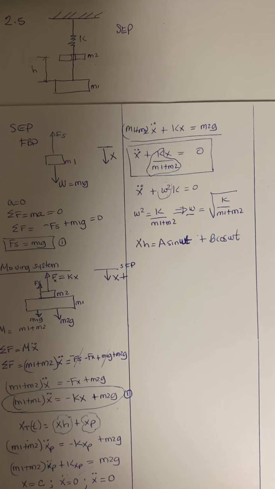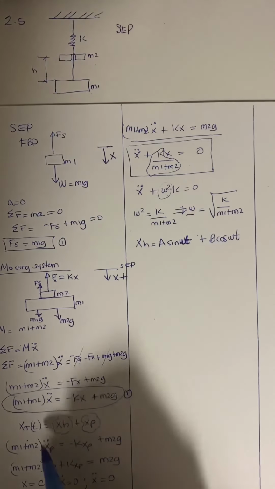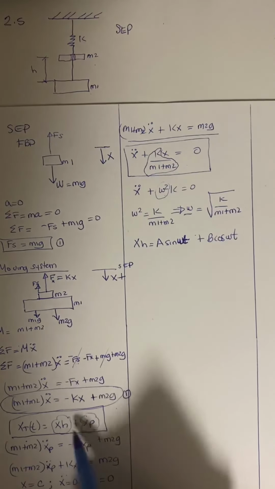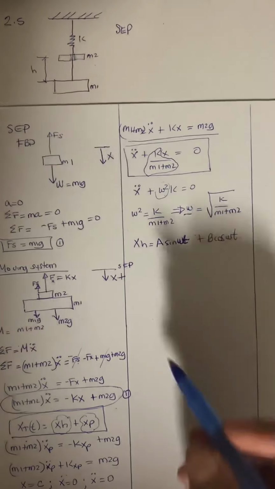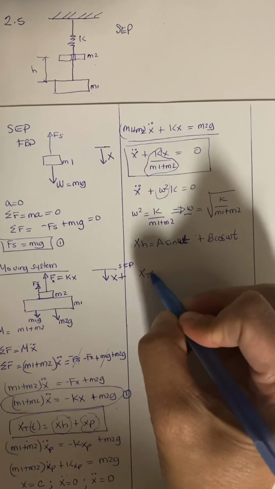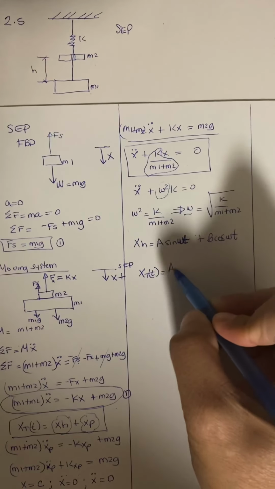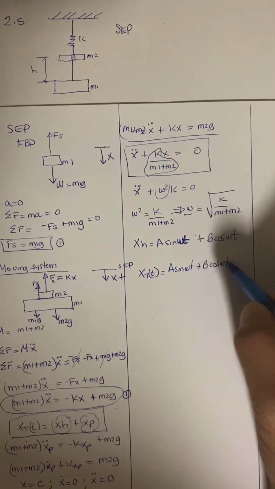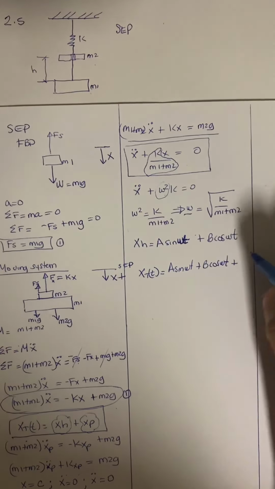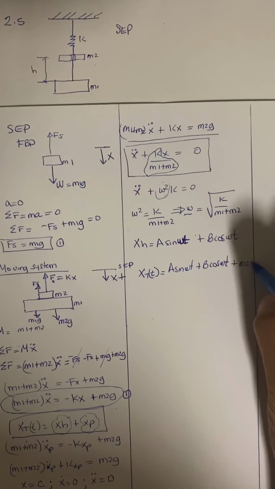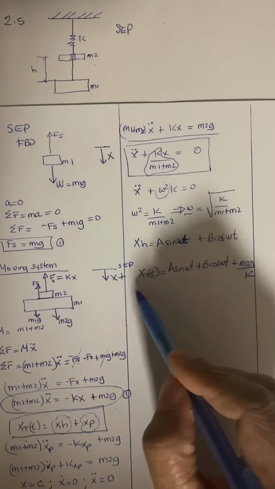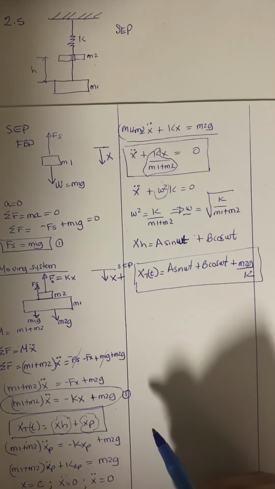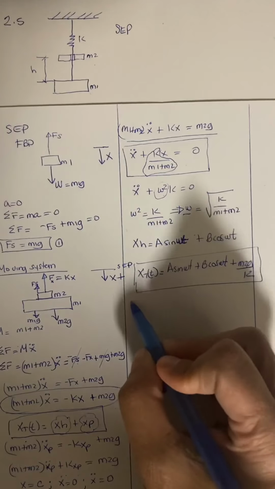Let's notice that, as we discussed here, the total solution of this system is a combination of the homogeneous and the particular solution. So now I'm going to write that term for the total solution. It will be A sine wt plus B cosine wt plus the particular solution, which we already determined was m2g over k. So this is the equation for the total solution. Now, let's identify our initial conditions.